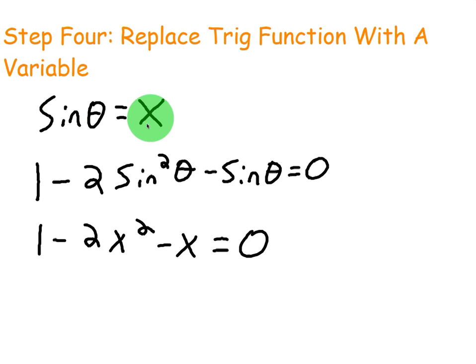We call that the dummy variable. So every time there's a sine, I'm going to replace it with x. So sine squared becomes x squared, and sine of theta becomes x. So now I have 1 minus 2x squared minus x equals 0.